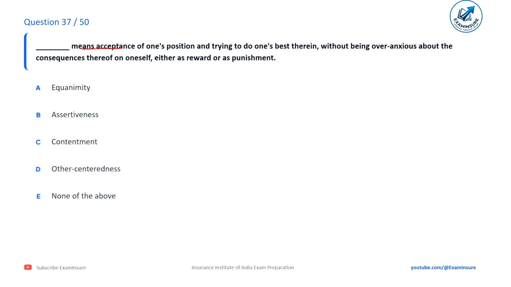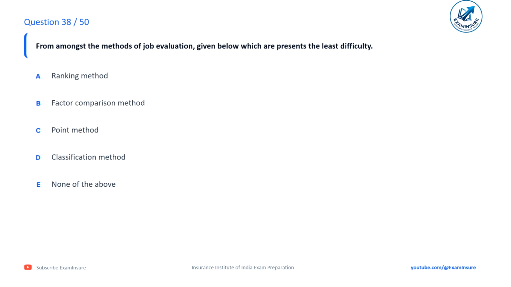Which of the following means acceptance of one's position and trying to do one's best thereon without being over anxious about the consequences thereof on oneself, either as reward or as punishment. Equanimity, assertiveness, contentment, other centeredness, and none of the above. So the correct answer is contentment.